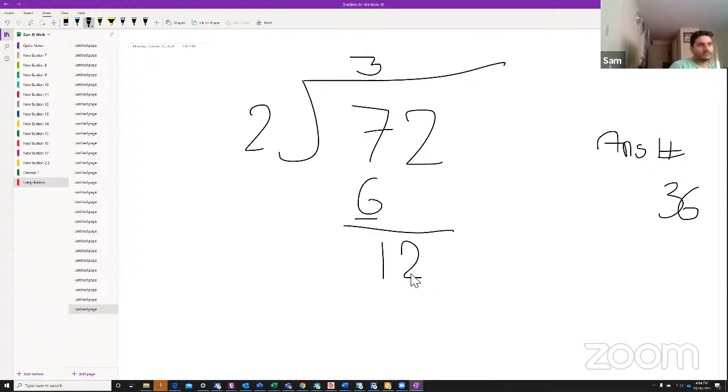So 12, we divide 12 by 2, that would be 6. 12 minus 12 is 0. So, yep, 36 is the right answer.